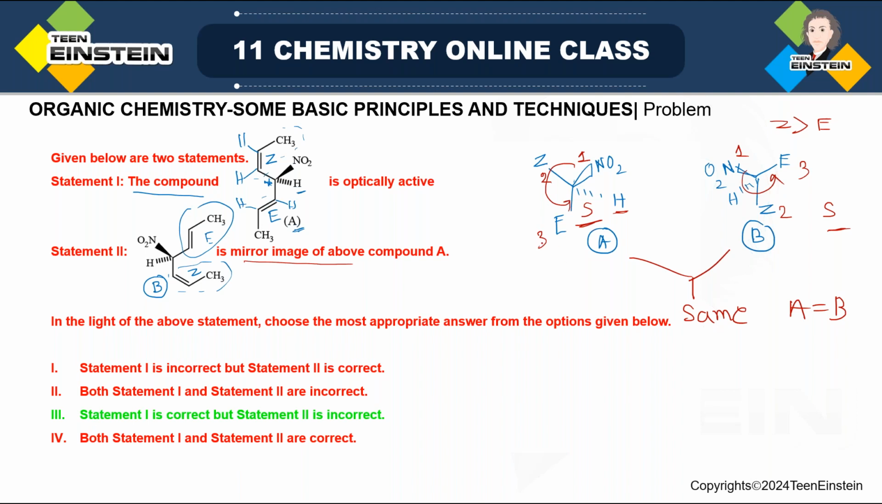So what we have done in this problem is we have simplified the structure like this. We have decided the RS nomenclature, and in this way we have reached the conclusion that they are actually the same molecule because in both cases we are getting S. If we were getting S and R, then you could say that this picture is the mirror image of the compound, but here A and B are not mirror images, they are the same molecule.